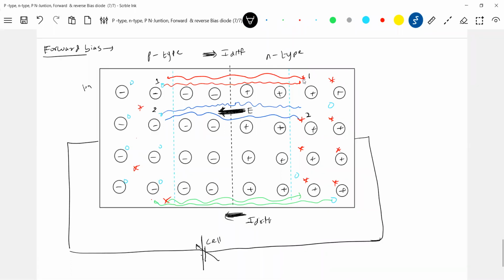So without this cell, what happened? The number 2 carriers cannot move, but because of the cell, they got some energy. So now what will happen? Along with the most energetic majority carriers, the other majority carriers are also able to move.